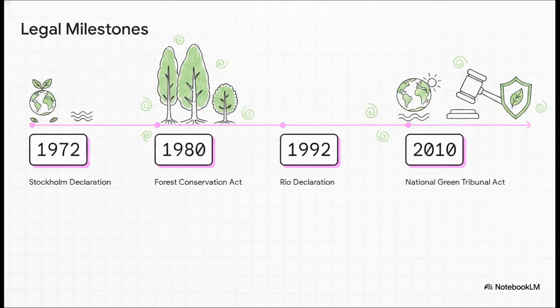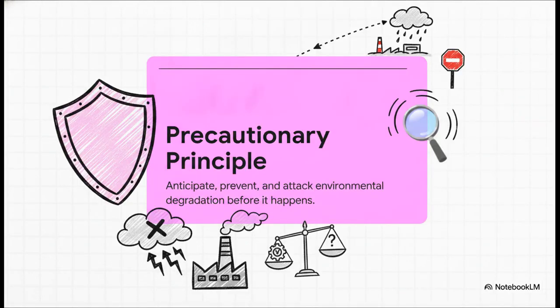But look, a treaty means nothing without domestic teeth, right? Those global seeds eventually necessitated the domestic enactment of the Forest Conservation Act in 1980 and ultimately the immensely powerful National Green Tribunal Act in 2010. Now let's break down the three massive international doctrines you absolutely must cite.